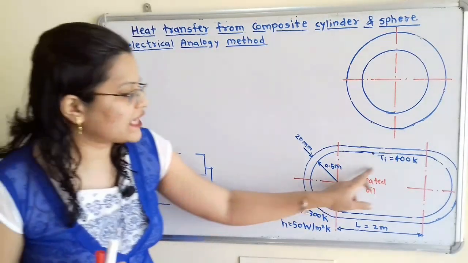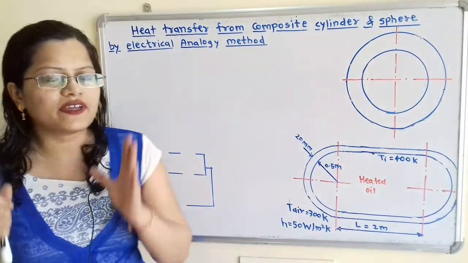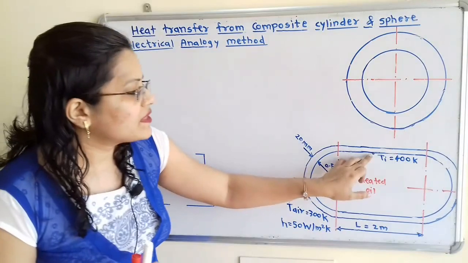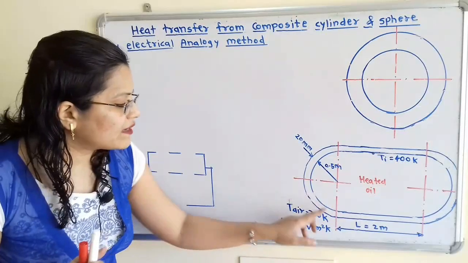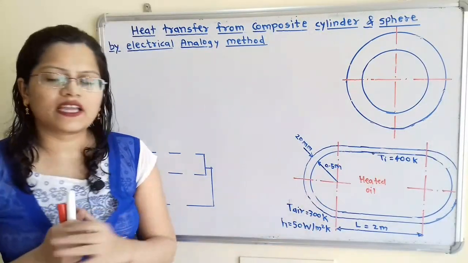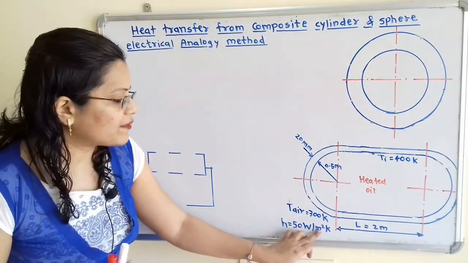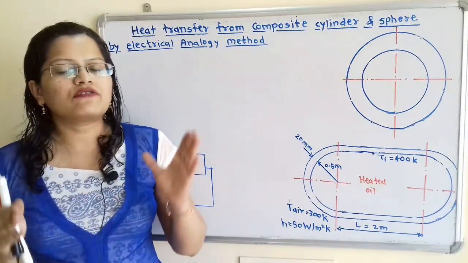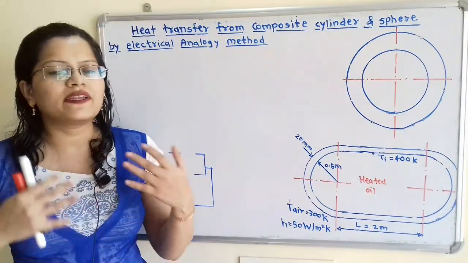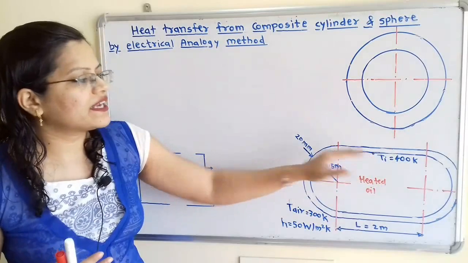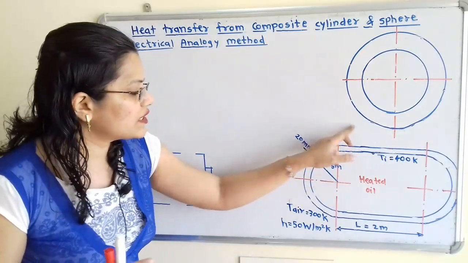Now inside the storage tank there is the heated oil, and if we observe the question, the inside surface temperature is given, that is Ti is equal to 400 Kelvin, and the outside ambient air temperature T air is 300 Kelvin, with convective heat transfer coefficient h is equal to 50 watt per meter square Kelvin. Now we have to solve this question by the electrical analogy method. So we first find out how many resistances are involved when the heat transfer process takes place from this inside surface temperature to the ambient air.